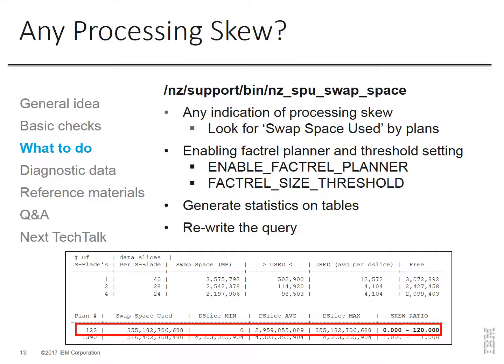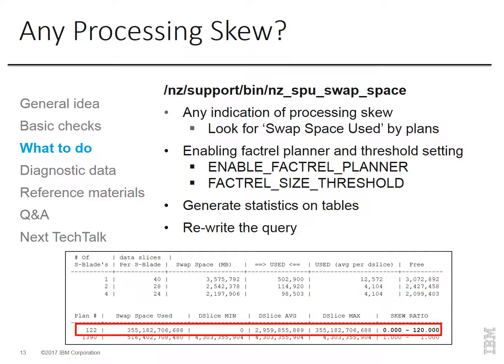Are you running into any processing skew? Processing skew is introduced during query execution. Typically, it occurs due to data redistribution. To detect processing skew, you need to monitor the SPU swap space usage while executing the queries. The nz spu swap space command provides a summary of swap space usage for individual SPUs. It also shows swap space used by each individual plan. In this example, plan 122 is highly skewed. Just like the previous slide, the skew ratio and swap space used can help you identify a processing skew.